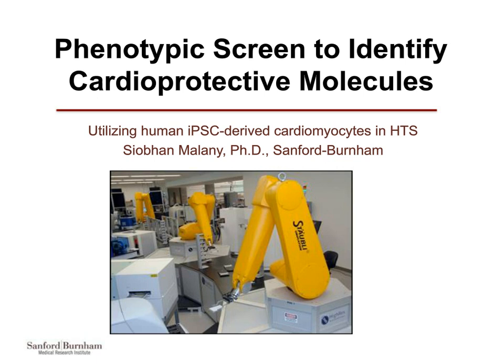I'd like to share today a project where we've utilized human-induced pluripotent stem cell-derived cardiomyocytes in high-throughput screening. This is a project we performed at the Conrad Prebys Center at Sanford Burnham in Orlando, Florida. And this screen is a phenotypic screen to identify cardioprotective molecules.